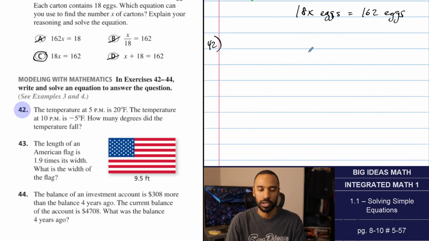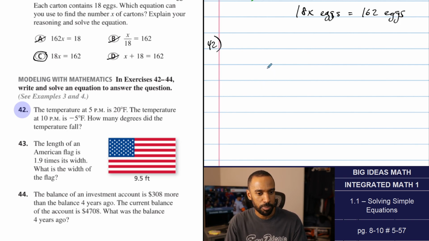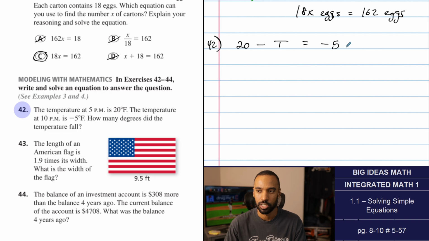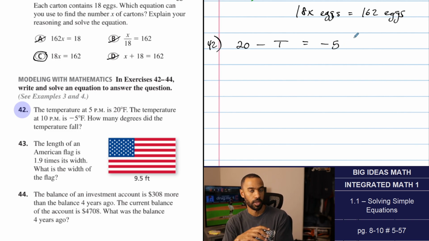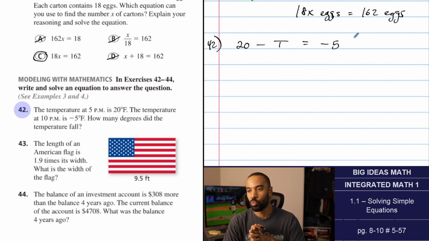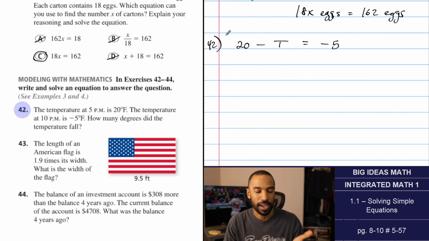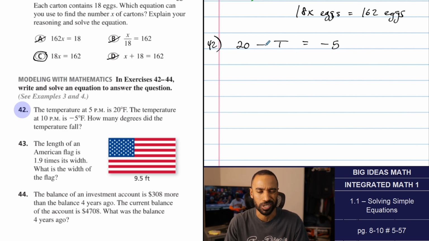But here we are taking our original 5 p.m. temperature of 20 degrees Fahrenheit. We're going to subtract an unknown temperature here. It's going to fall a certain amount, and then ultimately by 10 p.m. it hits negative 5 degrees Fahrenheit. That's our equation setup. We have to make sure that when we solve for T, because that's our goal, we do want that to be in degrees Fahrenheit. And we want to state that's how much it fell. Sometimes we say define the variable. I think I'm not going to just yet.